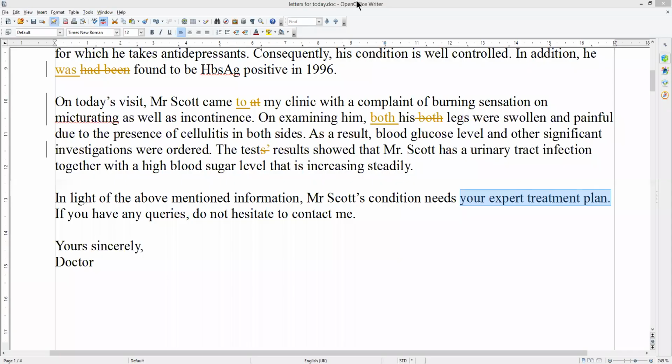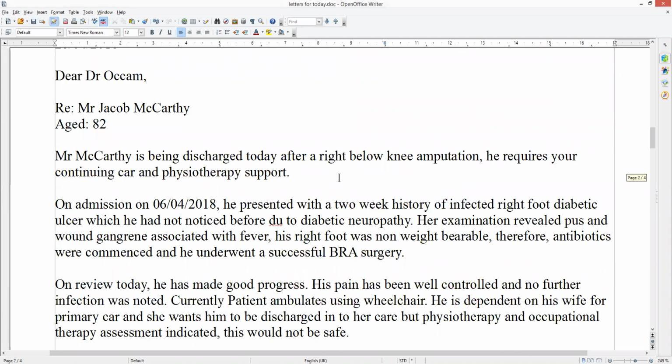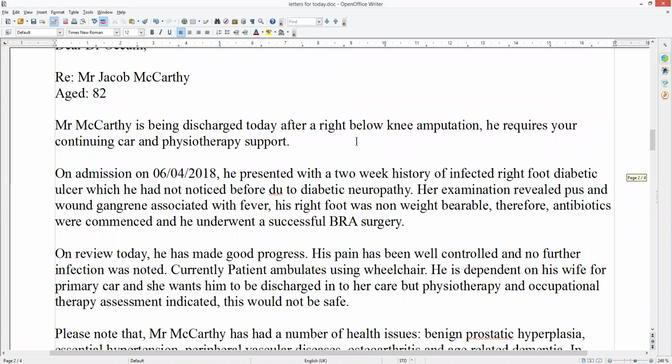So, very good. Let's see what we have for the next letter. Let's continue. Okay, so that's the first one. Mr. McCarthy being discharged today after the amputation. He requires your continuing care and physiotherapy support. So you see the difference here between the previous letter and this one. Here, purpose, continuing care, and physiotherapy. Okay. On the admission, I would put his name, Mr.